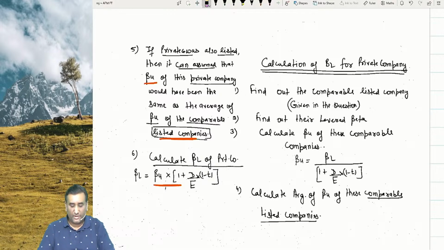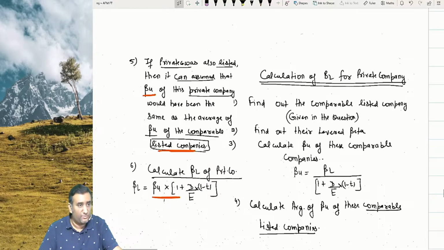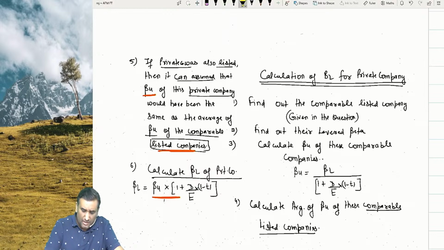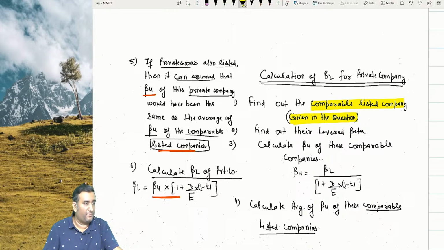Calculation of beta levered for a private company. These are the steps we'll apply in the question. We find the comparable listed companies. This will be given in the question. This is the step which takes the maximum time. For anyone doing practical valuation, it can take a few days or weeks to find comparable listed companies, depending on the size of the IPO or valuation you're working on.